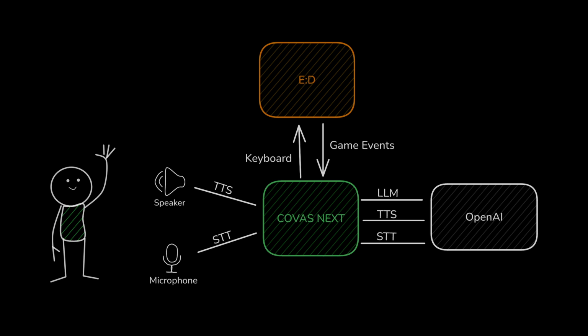Certain things that happen in the game can also trigger a response from COVASNEXT. This can be configured in the UI later. In addition to this, you can let it control specific ship actions through keyboard binding upon your request. The AI will decide which actions to run based on the context of the conversation and your instructions.